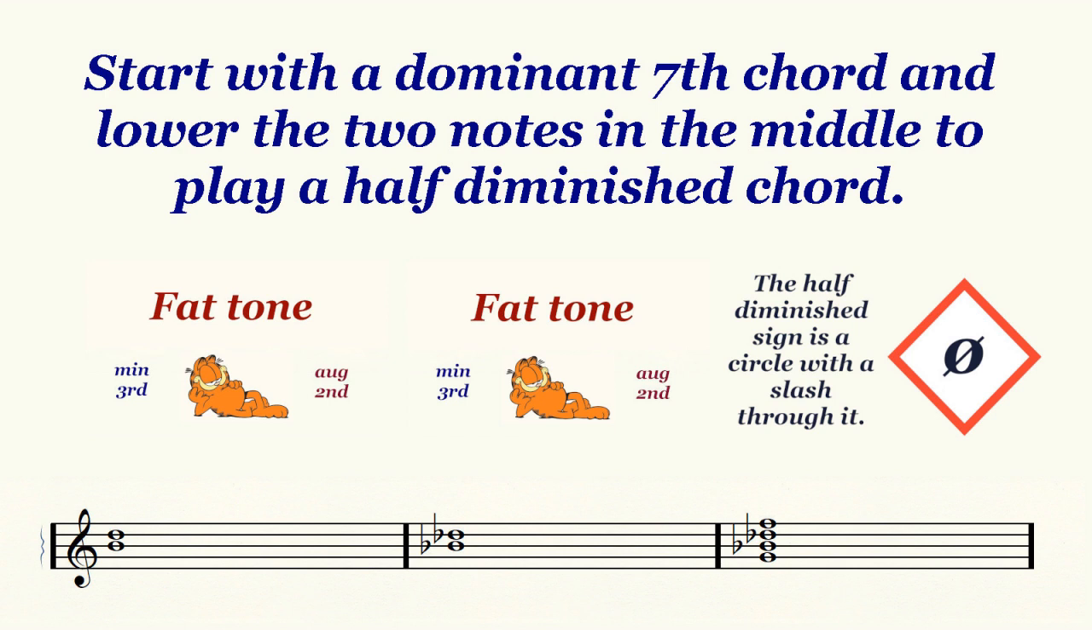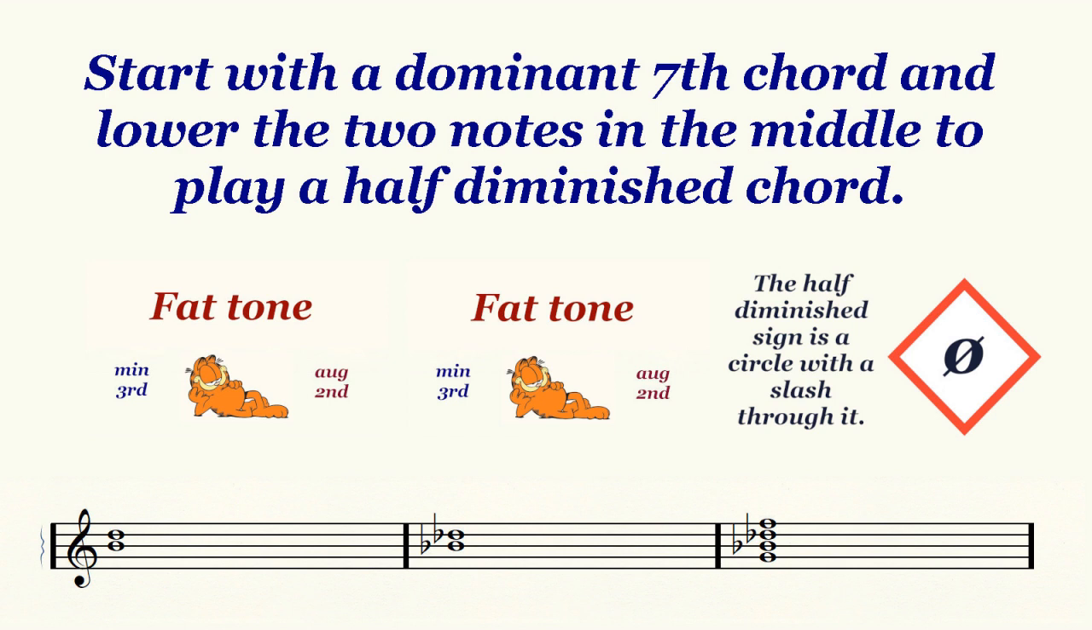Finally, we go back to our G7 chord one more time. This time we lower the third and the fifth. B lowers to B flat and D lowers to D flat. Again, B is the third because it is the third letter in the G major scale. D is the fifth because it is the fifth letter in the G major scale. We don't change the bottom note, we don't change the top note. We just lower the two notes in the middle.